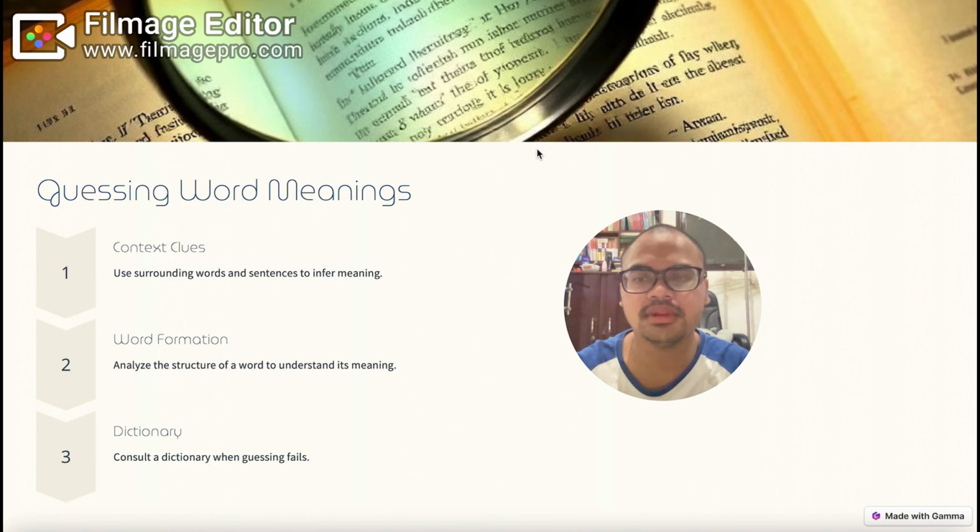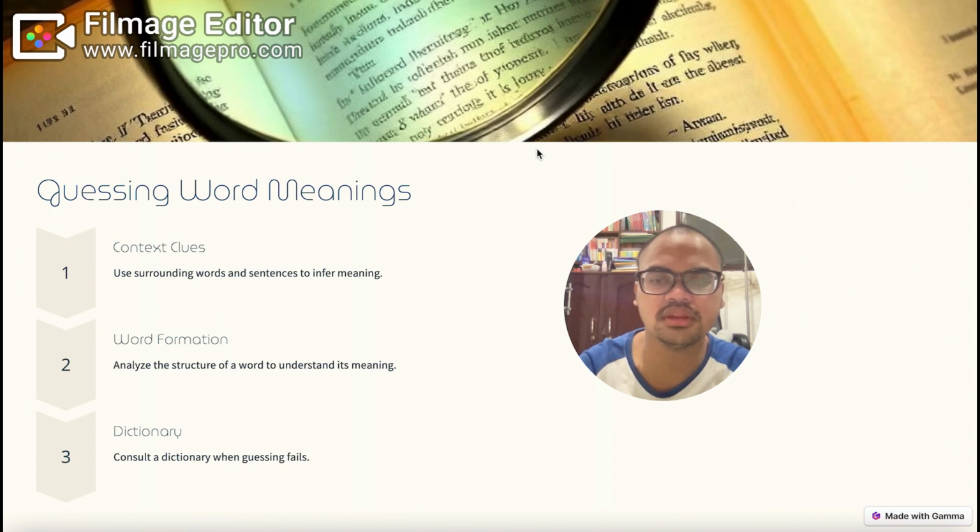Now, what happens when we encounter a new word and need to guess its meaning? Well, first, we need context clues. By using the surrounding words and sentence, we can infer meaning from there. Then, secondly, we need word formations. By analyzing the structure of a word, we can come to understand its meaning. However, if you're bad at it or fail at both of them, consult the dictionary, physical or digital.